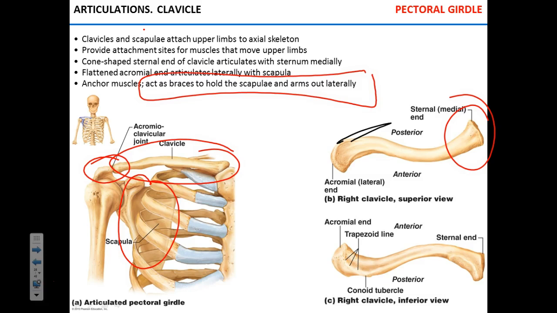Can you see that? Other than that, there are not a lot of remarkable features, except maybe for the trapezoid line, which marks the attachment of the trapezius muscle to the clavicle. The trapezius muscle is responsible for shrugging your shoulders. Does that make sense? So touching here.